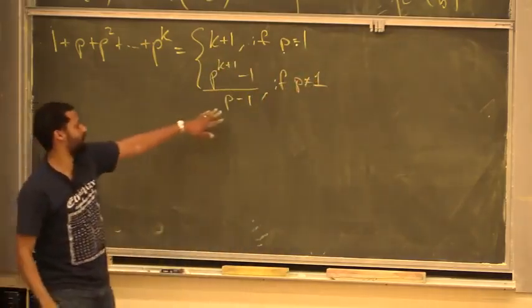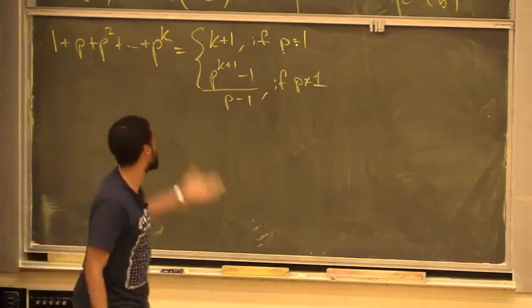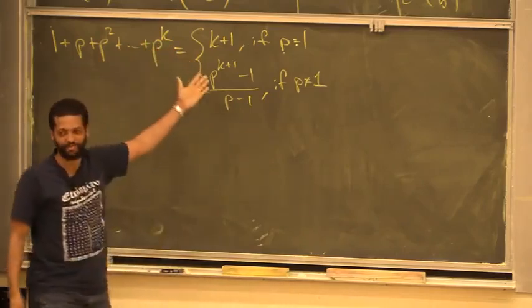This formula doesn't work when p is 1 because you can't divide by 0. The formula breaks down. But when p is 1, it's easy to see that there are k plus 1 terms here. They're all 1.